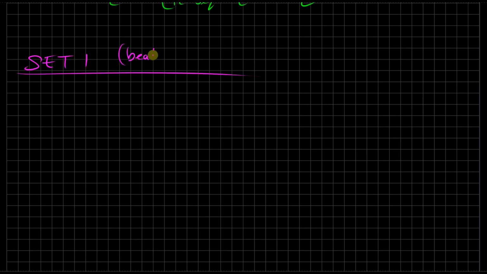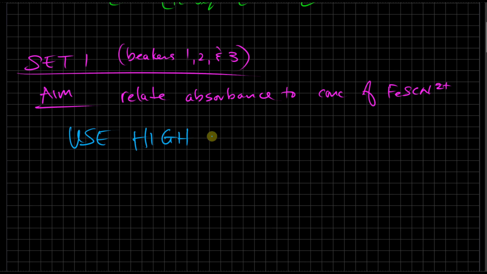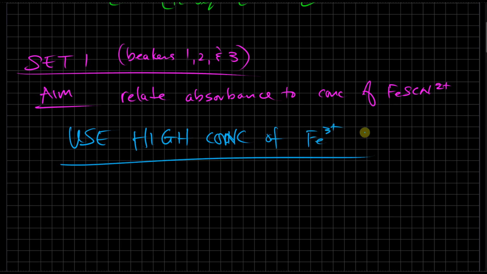And that's what we're going to do with set 1 of this experiment, which is beakers 1, 2, and 3. In set 1, our aim is only to relate the absorbance to the concentration of this FeSCN2+ complex. And just as a warning, for this set 1, you need to use the high concentration of iron 3. That's very, very important.